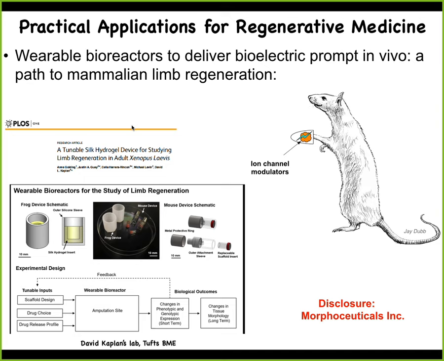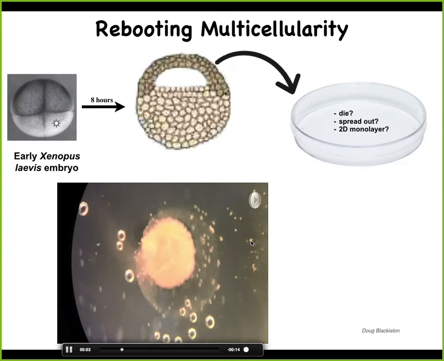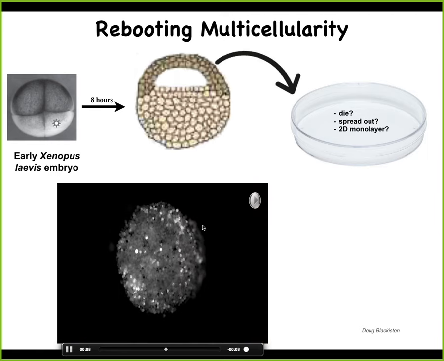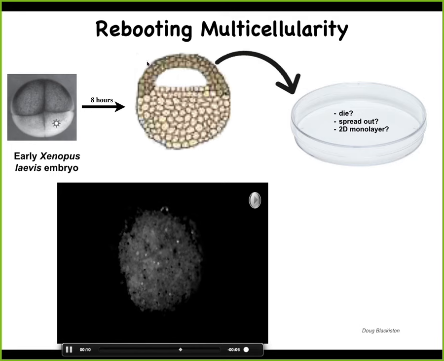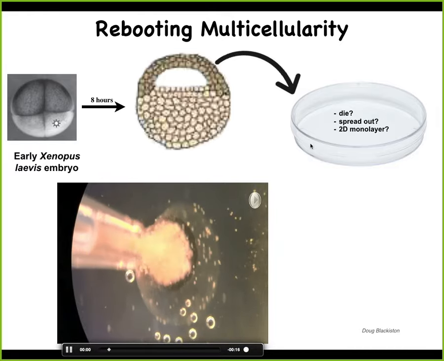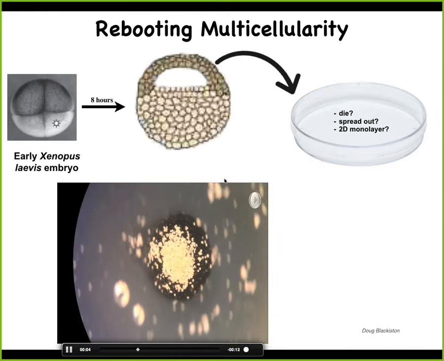But we wanted to push that idea, and the way we did it was to try to make a synthetic novel life form that is in a different configuration than anything in its evolutionary lineage. And so the way we do that is we take early frog embryos, we take some of the epithelial cells from the top here, we dissociate them, and we put them by themselves in this little depression.